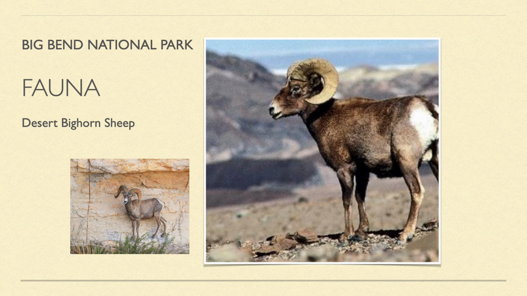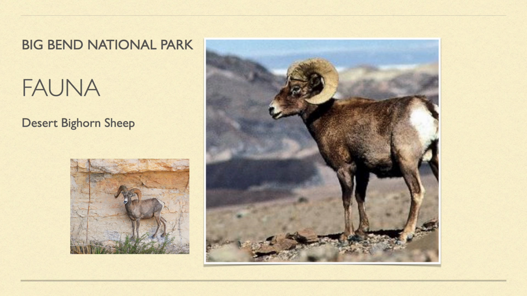This is an interesting fauna that's located in Big Bend National Park. This is the desert bighorn sheep. Simple name, known for its horns, right? So an interesting fact about this fauna is that this type of sheep was nearly eradicated in the 1960s to where there were no longer any within Big Bend National Park.